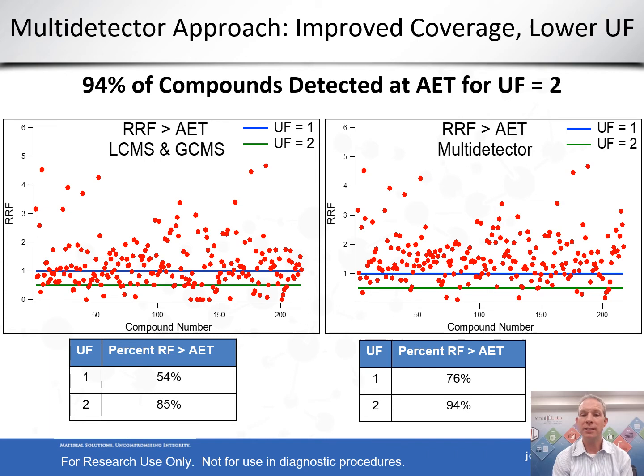Now, if we instead apply the full multi-detector strategy using all of the orthogonal detectors, we see that coverage improves significantly to 76% for a UF of 1 and to 94% at a UF of 2, which is a very significant degree of coverage for even a relatively modest UF of 2.